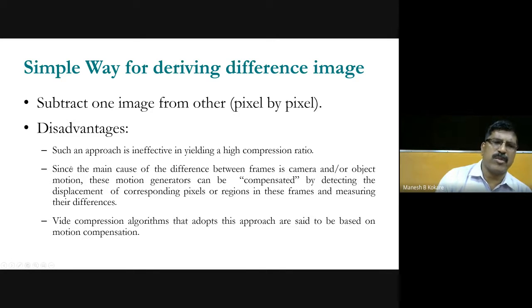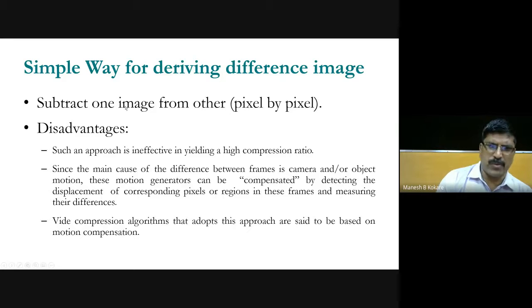But what is the disadvantage of that one? Such an approach is ineffective in yielding a high compression ratio. Since the main cause of difference between frames is camera and/or object motion, and this motion can be compensated by detecting the displacement of the corresponding pixels or regions in these frames and measuring their differences. So video compression algorithms that adopt this approach are said to be based on motion compensation.